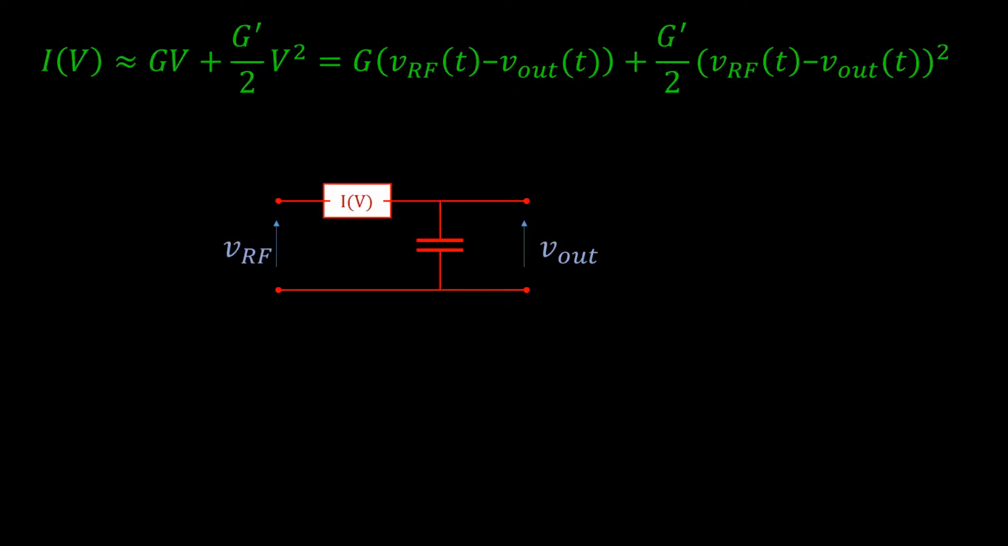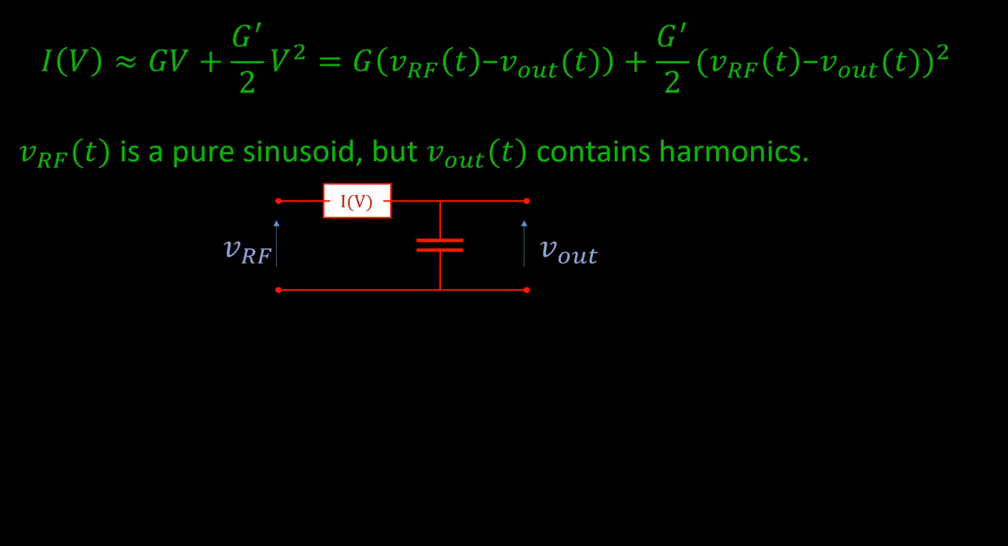The total voltage difference at the terminals of our diode is Vrf minus Vout, and both voltages depend on time. But there is an important difference between them. Vrf represents the input signal given by an external generator, and it is a pure sinusoid. However, Vout is the response of the device to the input signal, and since the device is not linear, it cannot be a pure sinusoid.